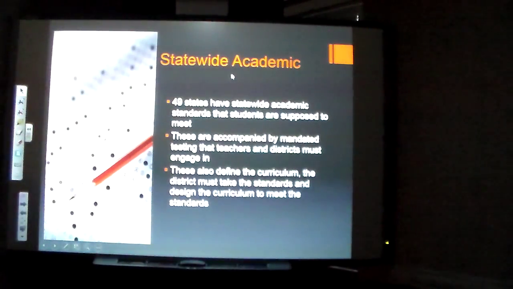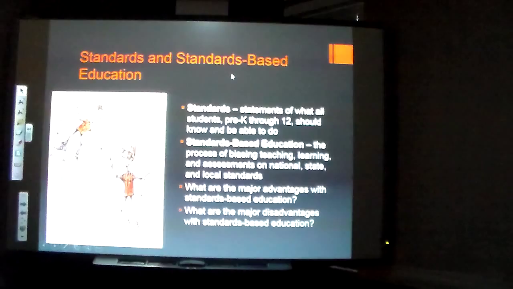49 states have statewide academic standards accompanied by mandated testing. This is what the curriculum is defined by, and the district takes the standards and designs the curriculum to meet the needs. So, standards-based education is basically saying that all students from preschool to 12th grade should be able to do A, B, and C. They should be able to do it in a certain order in a certain time.